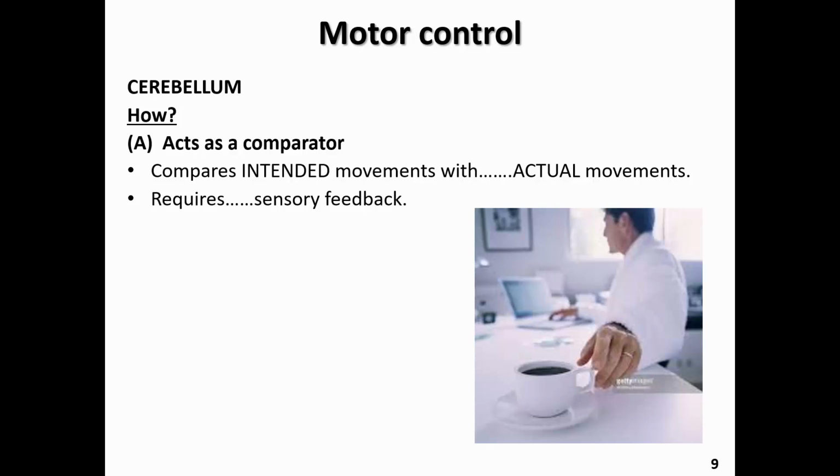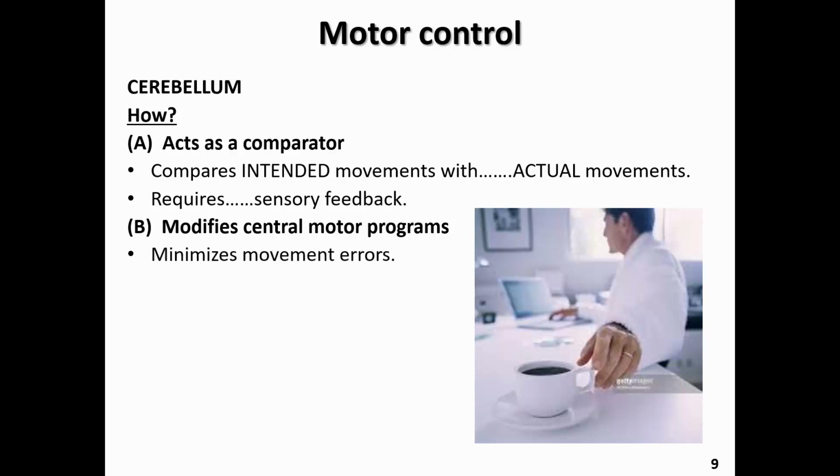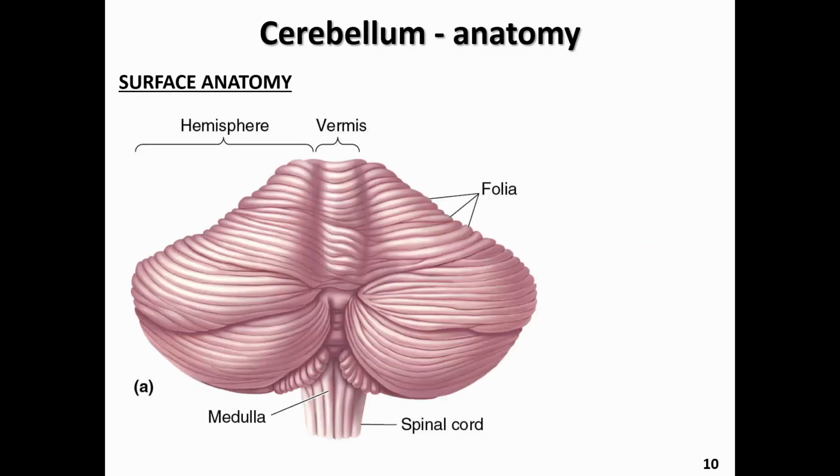The second way in which the cerebellum carries out its function is to modify what are called central motor programs. These are patterns of neuron activation that can be reliably repeated to carry out particular complex tasks. The goal of the cerebellum output is to minimize movement errors. And this is typically involved in the learning of new motor tasks.